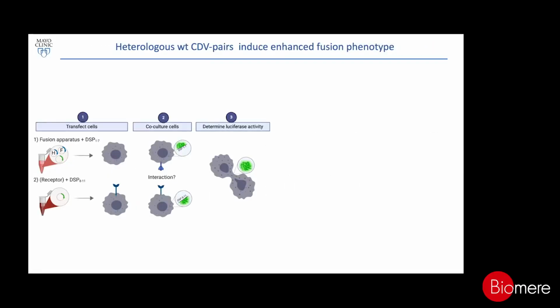Next, since the proteins were similarly expressed on the cell surface, we looked for the one giving the highest fusion phenotype. And for this, we use the dual split protein quantitative fusion assay. This fusion assay works by co-transfection of effector cells with one dual split protein plasmid plus the fusion machinery of your preferred virus. In parallel, the target cells expressing a receptor are transfected with the other dual split protein plasmid.